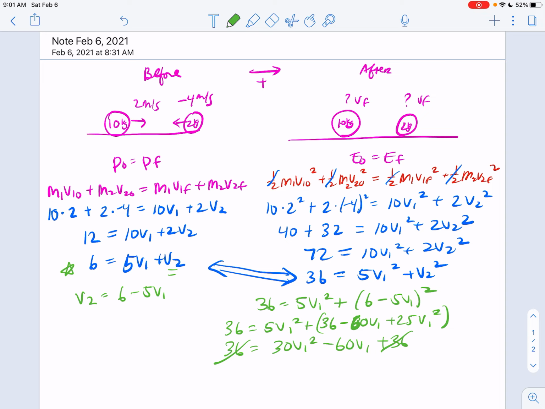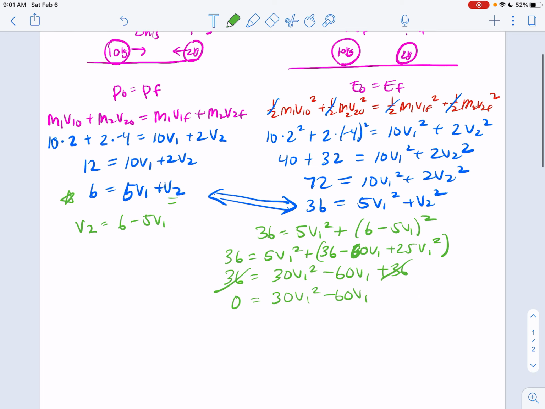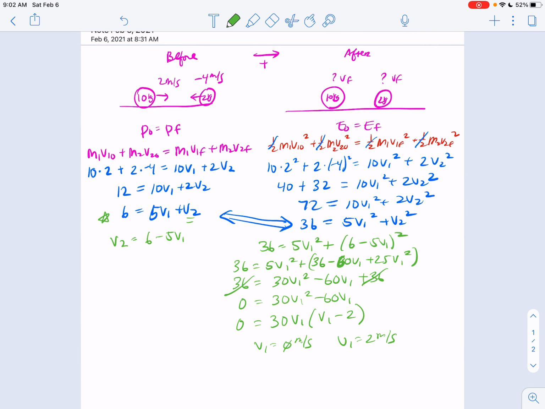you can't just cancel this, you have to factor it, right? So you know how in math they make you actually factor it out, because if not, you might miss a solution, okay, if you don't actually factor it. So if I do 30 V1, it's going to be V1 minus 2, right? Okay, and then my two solutions will be V1 either equals 0 or V1 equals 2 meters per second. So I'm going to have a choice. Okay, so whenever I get this quadratic, I'm going to have a choice, and then I'm going to have to think about which is the right choice.